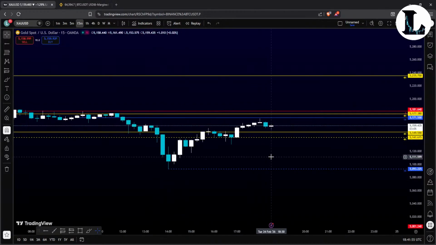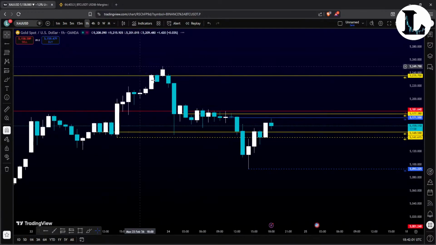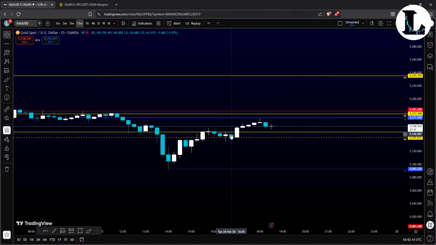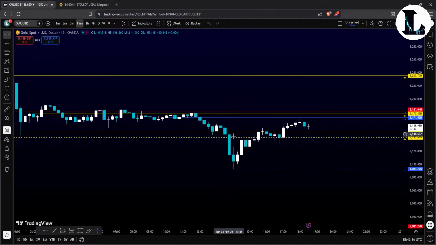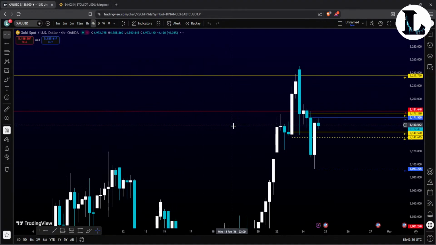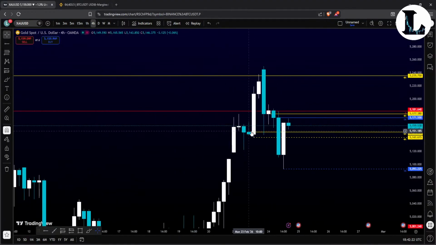And let me go to the 15. So this 15 was already tested. We have the 1 hour here. This 15 was already tested, and we only have this 15. So this 4 hour from back there, it can still act as support.